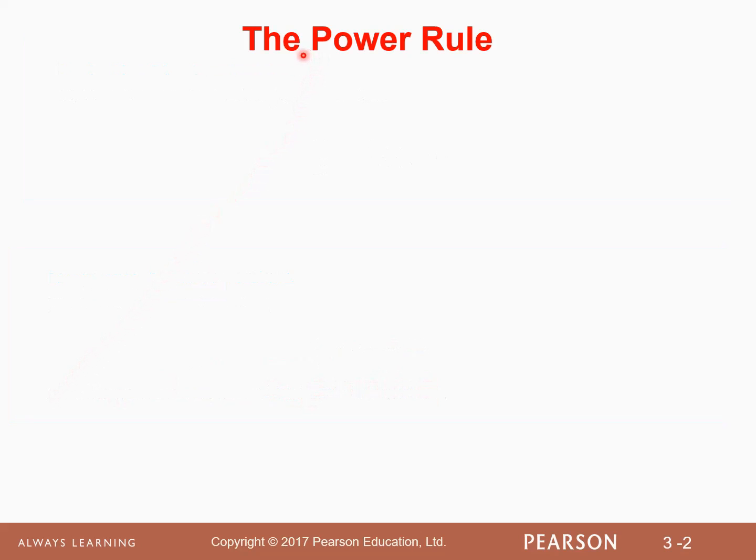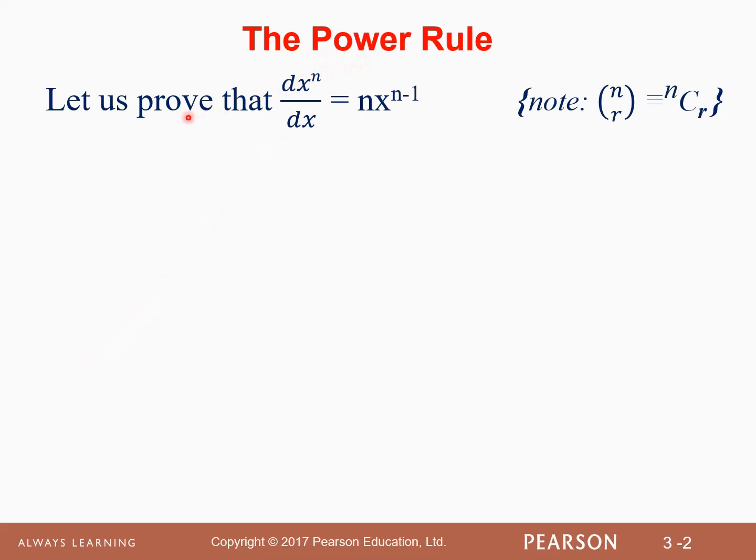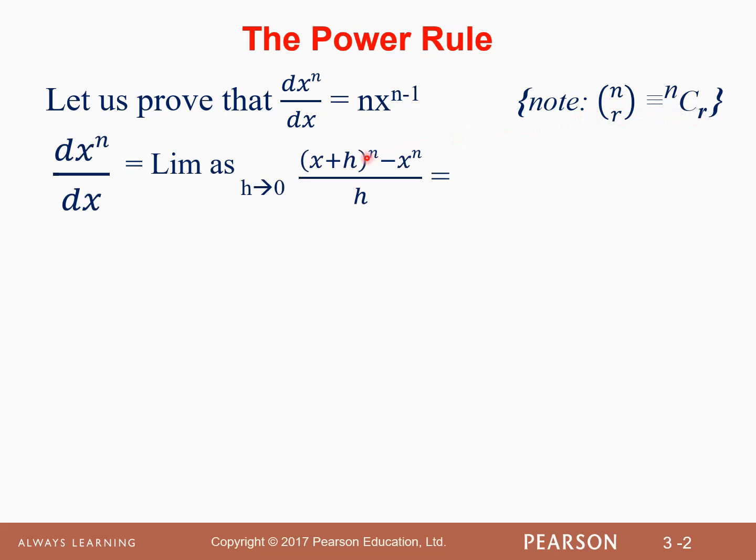The power rule. Let's prove that d x to the power n by dx equals n x to the power n minus 1. Note, r chosen from n possibilities is the same as nCr, for those of you who know nCr but not r chosen from n possibilities. Now let's get back to our proof.